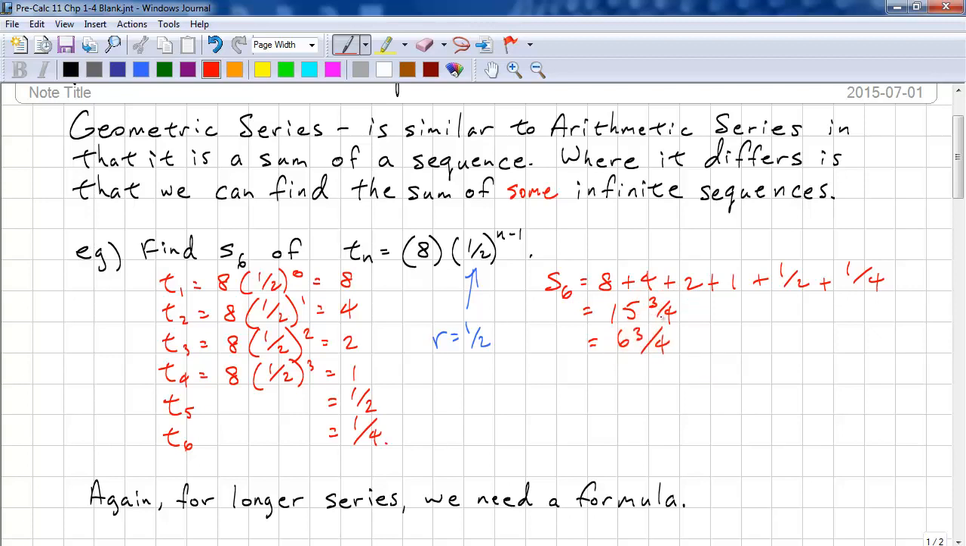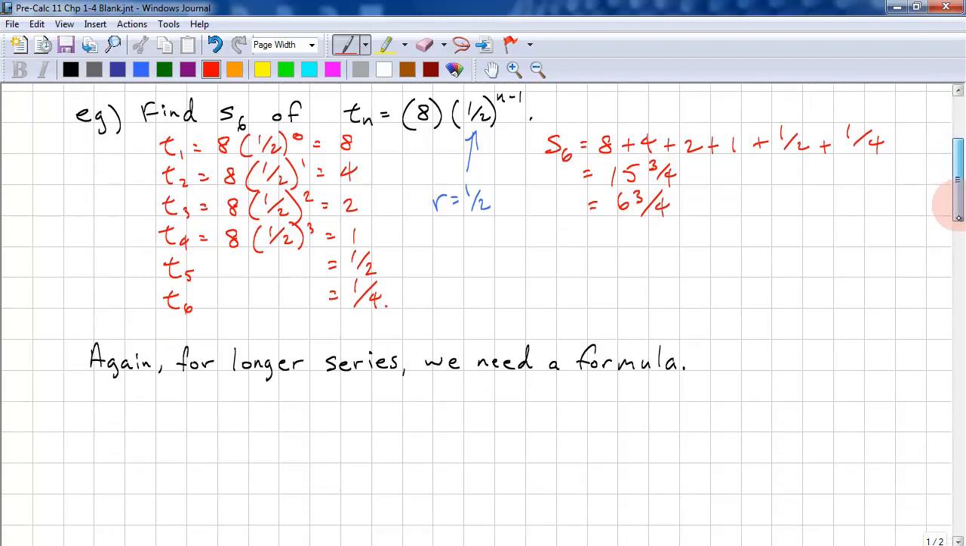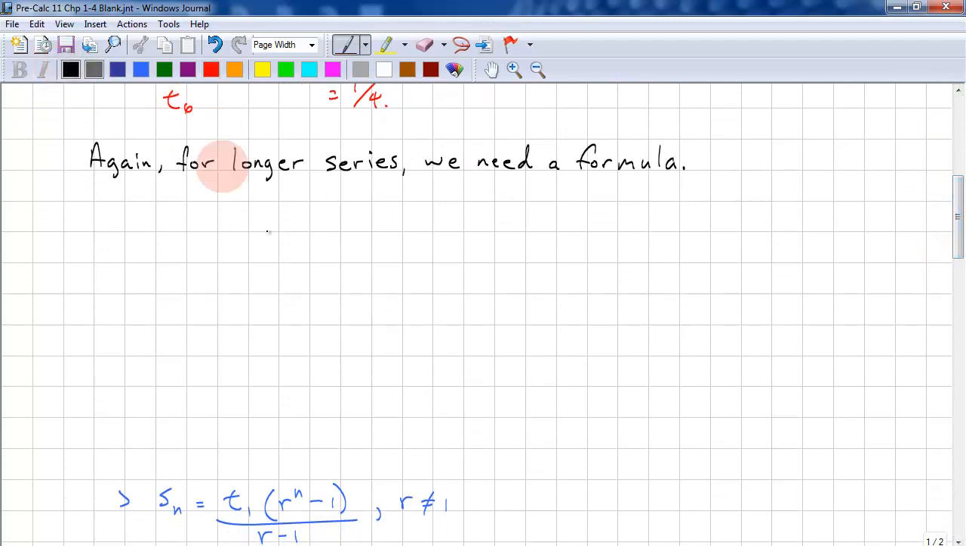If we have a longer series, we're going to want a formula. So let's try to develop a formula. So we have S5 equal to 8 plus 4 plus 2 plus 1 plus 1/2. Remember, this is 5, so we don't have the quarter. Now, if we try to rearrange and add it up like we did for arithmetic, it's not going to help. Since geometric series involves multiplying, let's multiply by r.